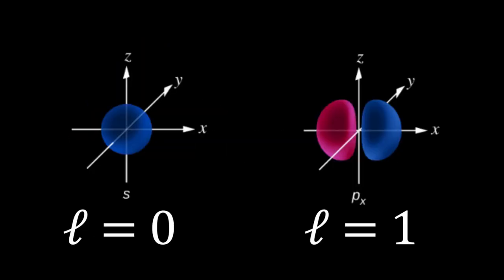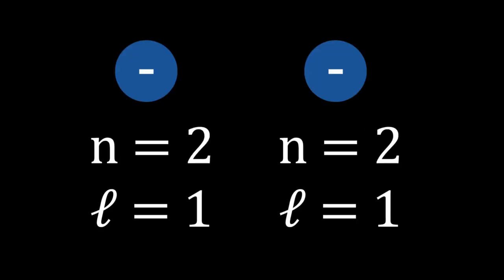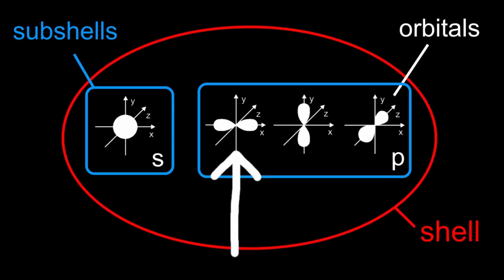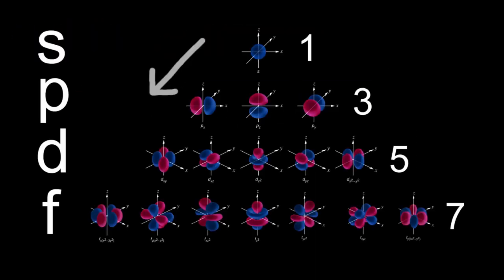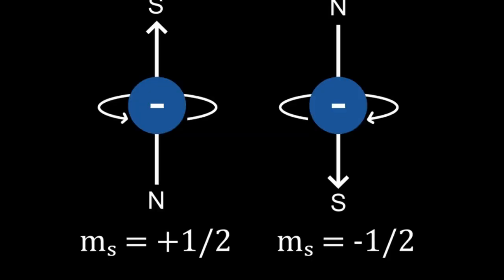L describes the shape, and ml the orientation of orbitals in a subshell. There are 4 subshells called s, p, d, and f. If electrons have the same l, they're in the same subshell. If electrons have the same n, l, and ml, they're in the same orbital. Also, the number of orbitals increases by 2 for every bigger subshell, starting at just 1 for s. The last quantum number describes an intrinsic property of electrons called spin, which can have 2 values.